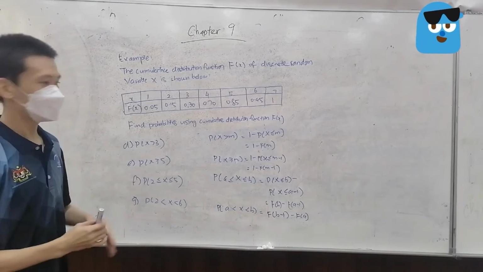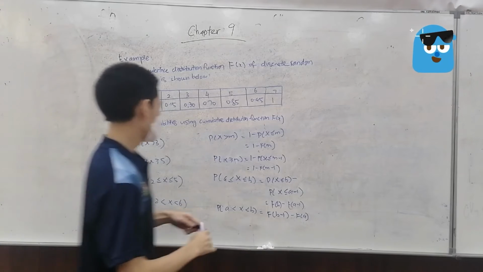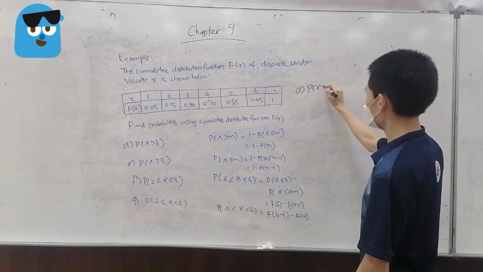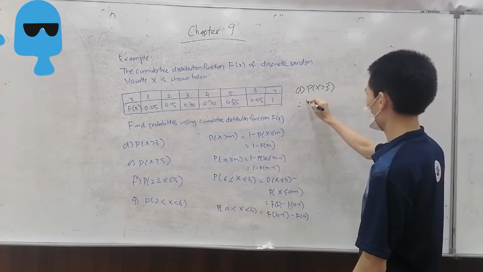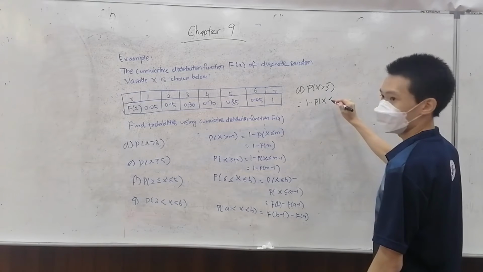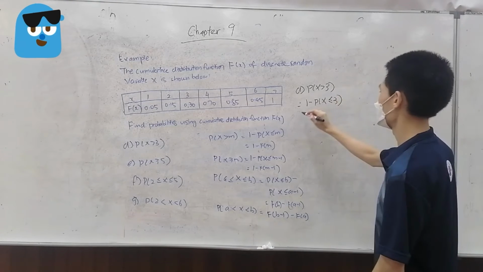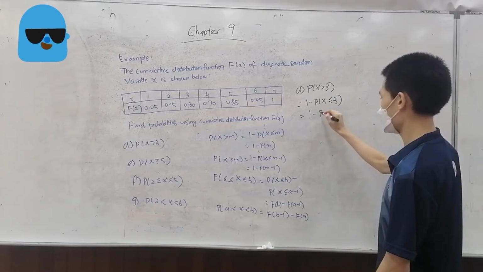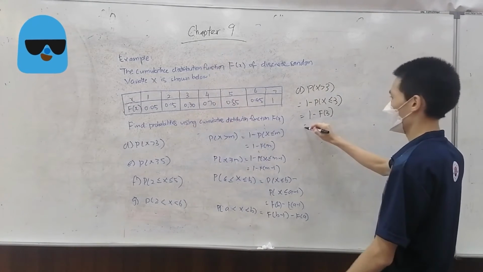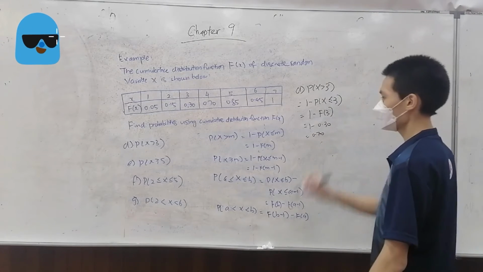So we now proceed with the next questions. D is P(X > 3). So we use this formula. For D, P(X > 3) equals 1 minus P(X ≤ 3). We can write this with the F function, so 1 minus F(3). You can just use the table, so 1 minus 0.3 equals 0.7.